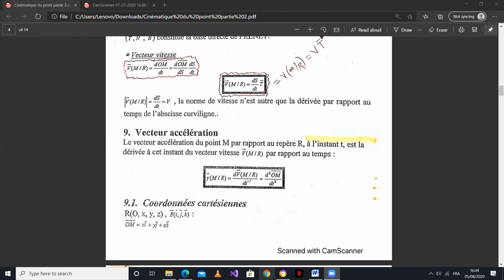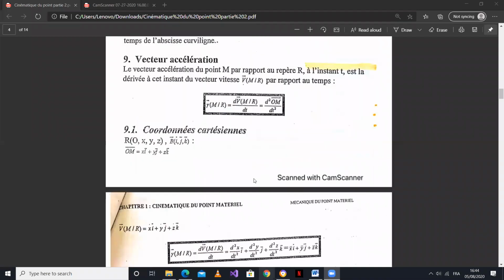Or if you don't have the velocity, you can derive the vector position or the displacement twice. So when you derive it the first time, you'll be going to the velocity. Then you derive it the second time, you'll be moving from velocity to acceleration. Alors, c'est la même chose. Soit vous dérivez la vitesse par rapport au temps une seule fois, soit vous dérivez le vecteur position par rapport au temps 2 fois. Vous calculez la dérivée seconde. So they call it in French, dérivée seconde. You derive it twice. Same thing. So we begin with coordonnées Cartesian.